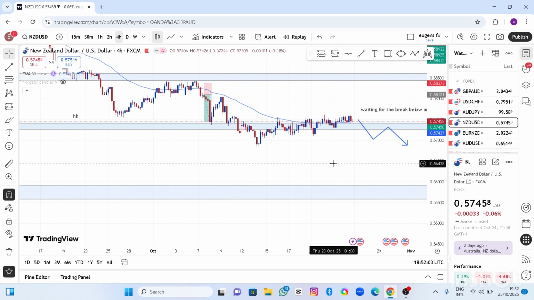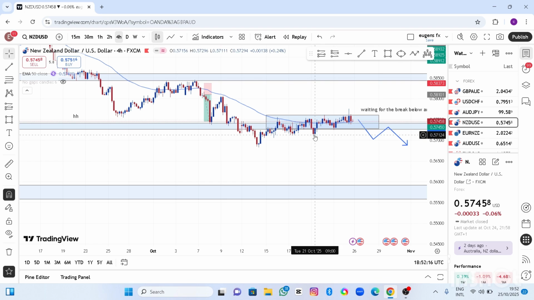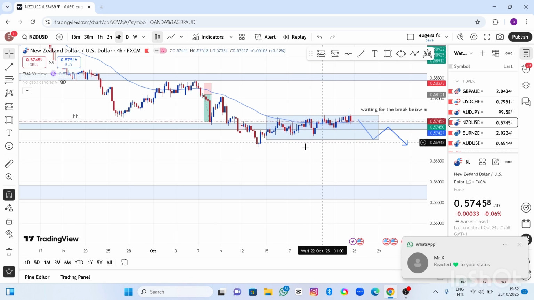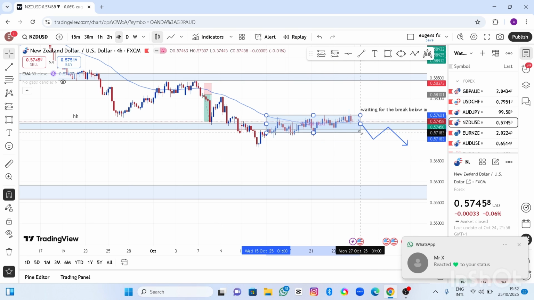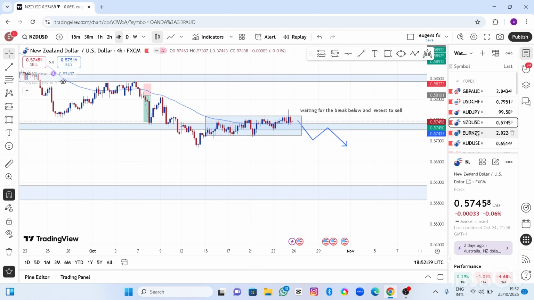Because if you look at last week, this pair has just been consolidating around this place, consolidating around here. So I need a proper breakout of this whole consolidation, so that we can continue to the downside. So that's what I'm waiting for next week.